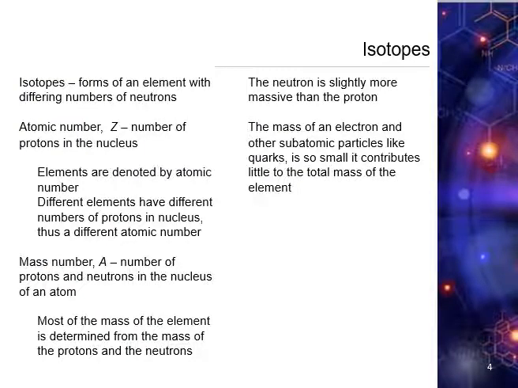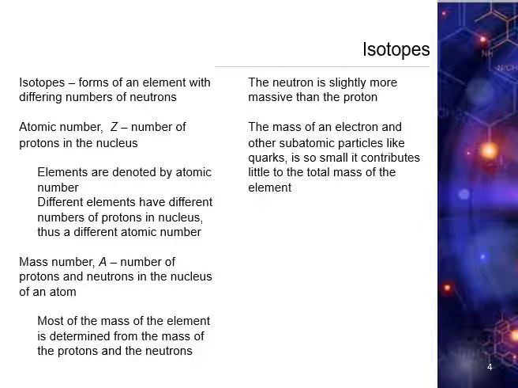Isotopes are forms of an element with differing number of neutrons. The atomic number is the number of protons in the nucleus. Elements are denoted by the atomic number. Different elements have different numbers of protons in the nucleus, thus a different atomic number. The mass number is the number of protons and neutrons in the nucleus.